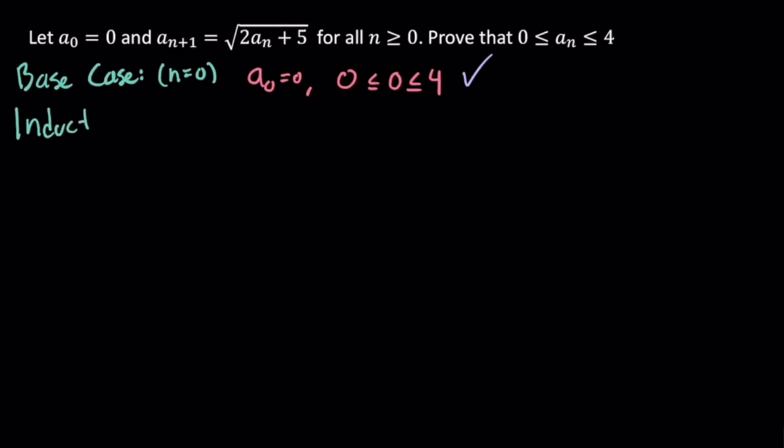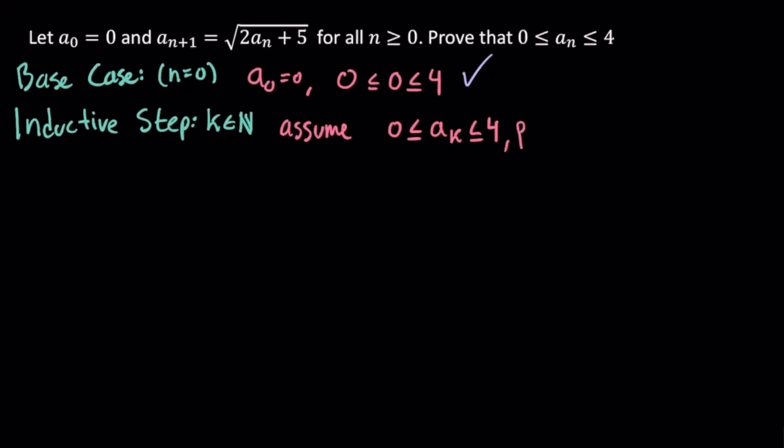So the inductive step, and once again, as usual, this doesn't change. We pick an arbitrary k, where k is a natural number. And we're going to assume 0 is less than or equal to ak, less than or equal to 4. And that's our inductive hypothesis. We wish to prove that 0 is less than or equal to ak plus 1, less than or equal to just 4.